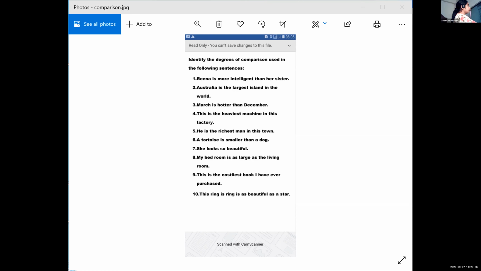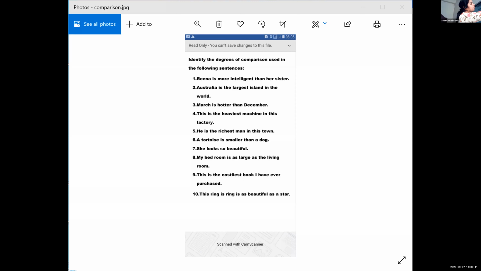Varada, can you try the fifth one also? Unmute, unmute. He is the richest man in the town. Okay, in which the degree is used? Richest, superlative. It is superlative. Then sixth one.